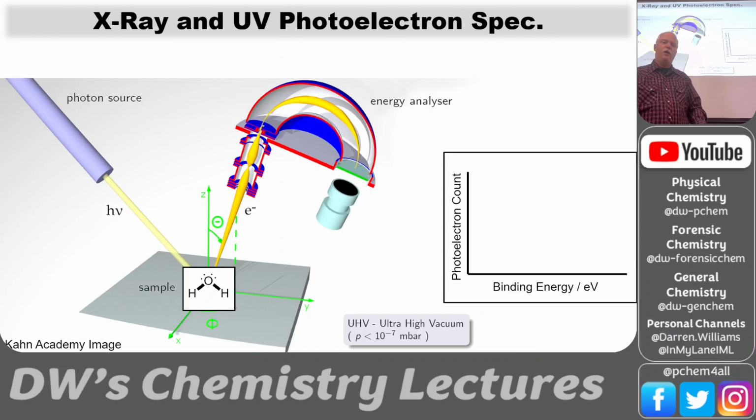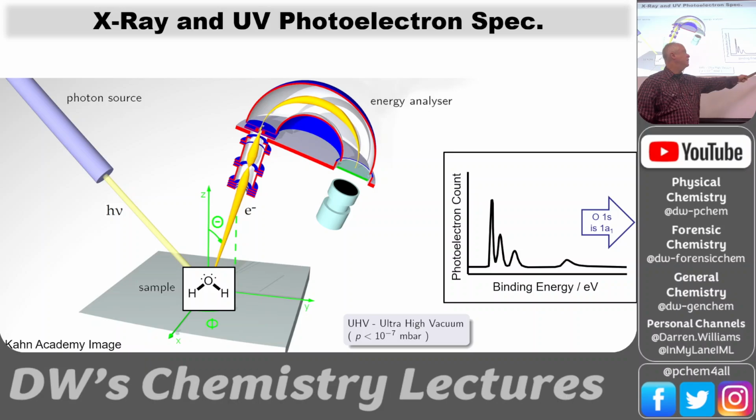So we put water in there, and we get this. We get 4 peaks out of it. And then there's 1 way down here for the oxygen 1s. We see another peak, and that's the core electron.